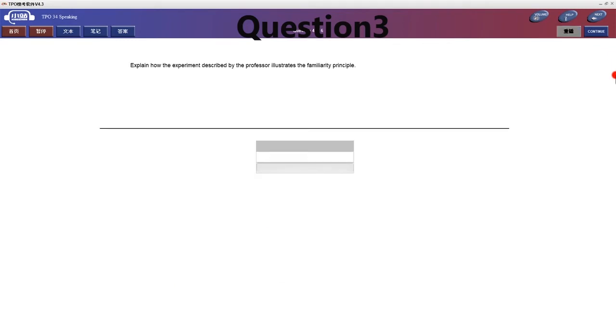Explain how the experiment described by the professor illustrates the familiarity principle.